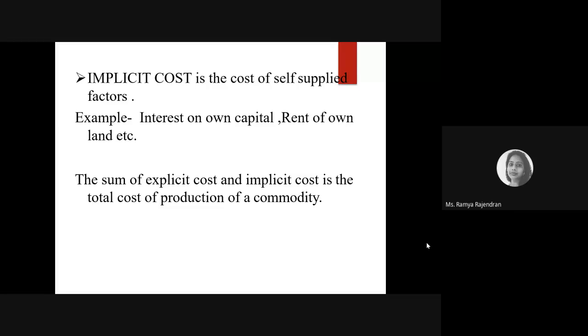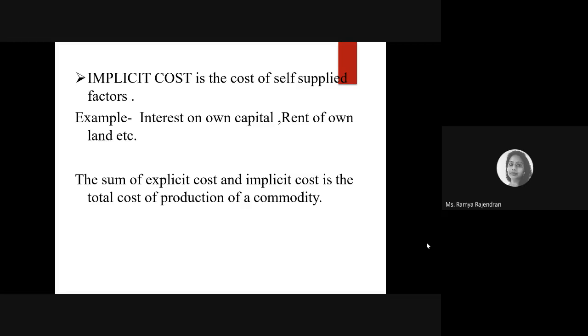Okay, so if you deposited the same money in the bank, you'd be able to get a minimum of 1 lakh rupees per month as interest. So you're forgoing this interest, and if you are building the factory on your own land, if you had given it for rent, you could have got some more money, right? So these are the examples of implicit cost.